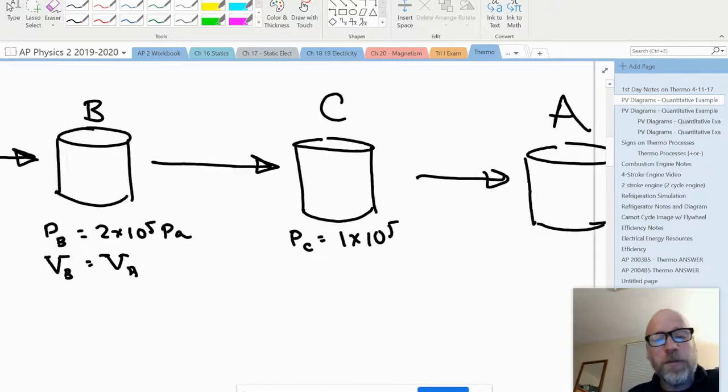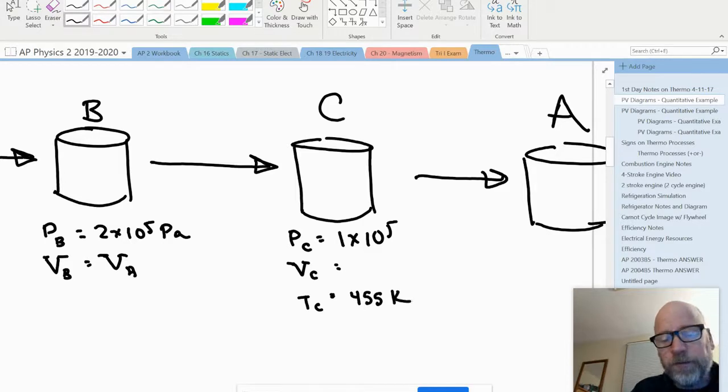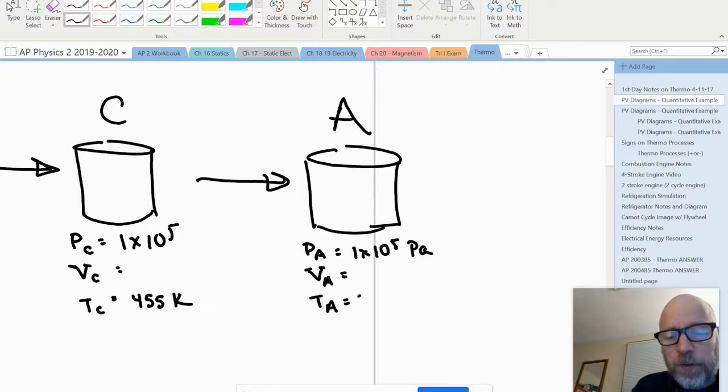Okay, C. The volume at C we don't know, but the temperature at C we do know is 455 Kelvin. And then it goes back to A at the beginning. So 1 times 10 to the 5th. I'm sure you guys are putting units on everything, of course. The volume we don't know. The temperature we do know is 300 Kelvin, and it's 1 mole.